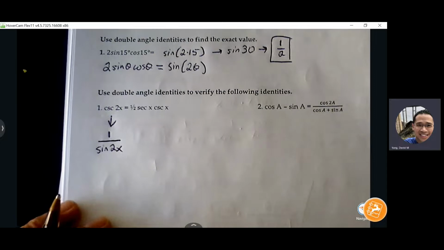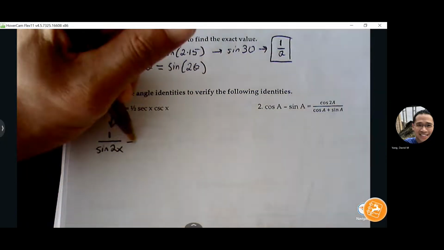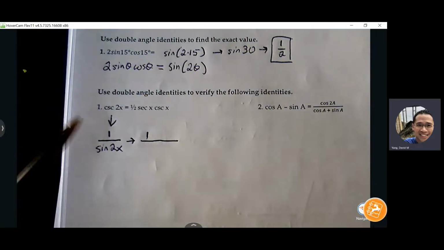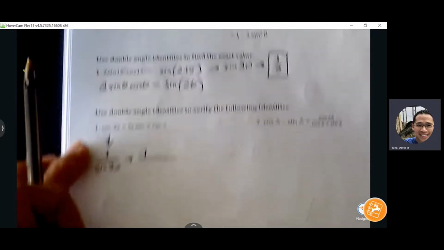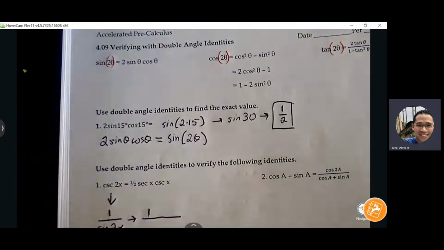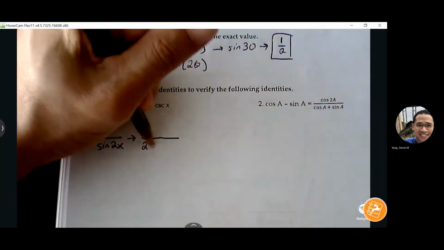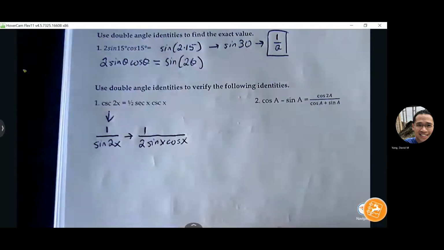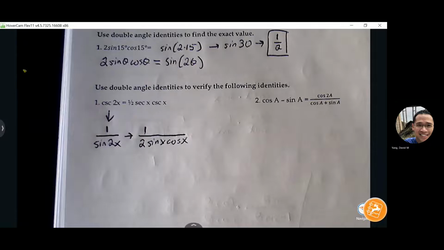See if that will help me reach where I want to go. So I can expand that double angle identity. We know sine of 2x can be broken down into 2 sine of x cosine of x. Okay. Look at what we have. Look at where we want to go to. Are we closer to our result?